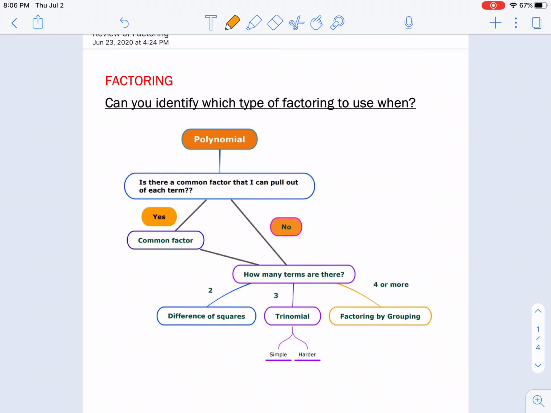After you pull out your common factor, you're also going to move on to how many terms are there. Well, if it's a difference of squares, or it turns out now we'll be introducing the difference of cubes, there's going to be 2 terms.